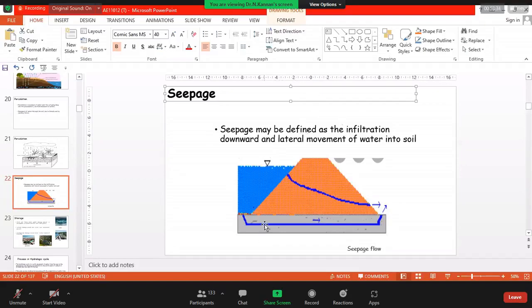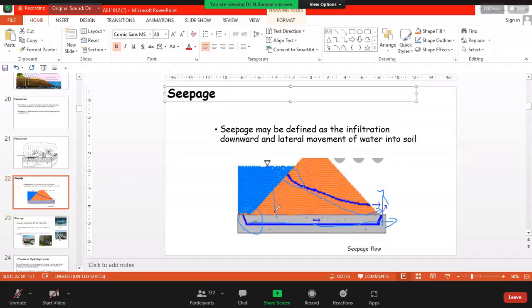We have studied infiltration, percolation and deep percolation. Seepage: as the water infiltrates, it moves downward here. After that, it moves laterally, and then it comes out. If you see this system, it is a similar thing. It is moving downward, this is infiltration. Then the lateral movement, then it comes out. This movement is called seepage. You understood or not? Yes, sir.